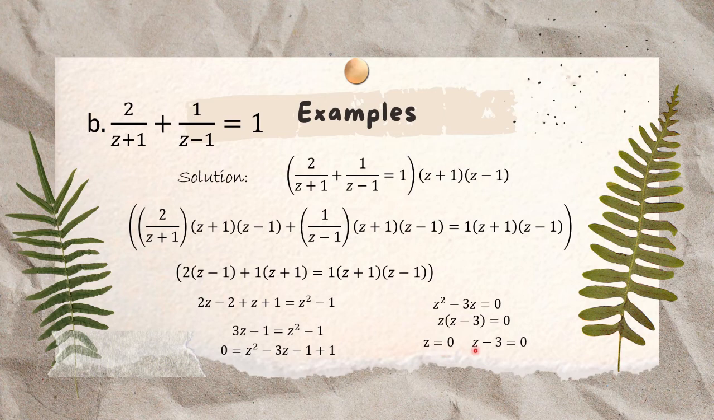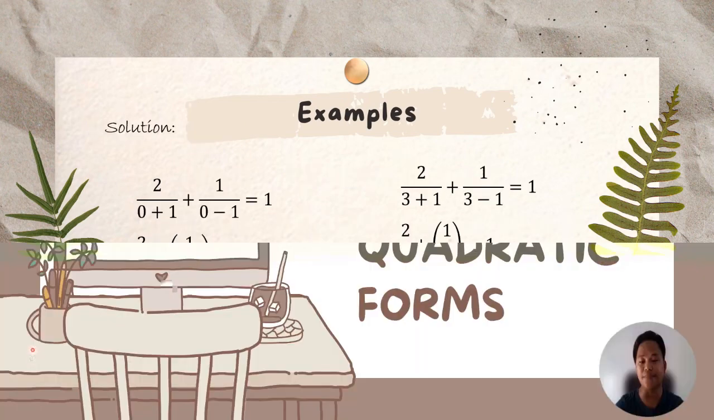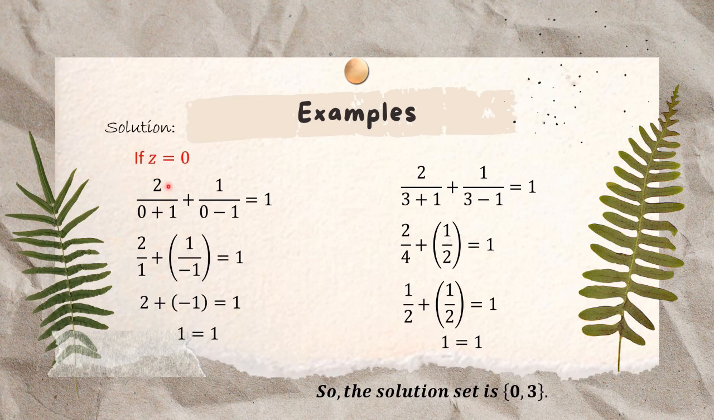Then, equating each factor to 0, z alone here, so z is equal to 0. And the other factor is z minus 3. And then, we have z is equal to 3. The values of z in this given equation are 0, 3. Let us check if these values are true solutions of this equation. We have z is equal to 0 and z is equal to 3.